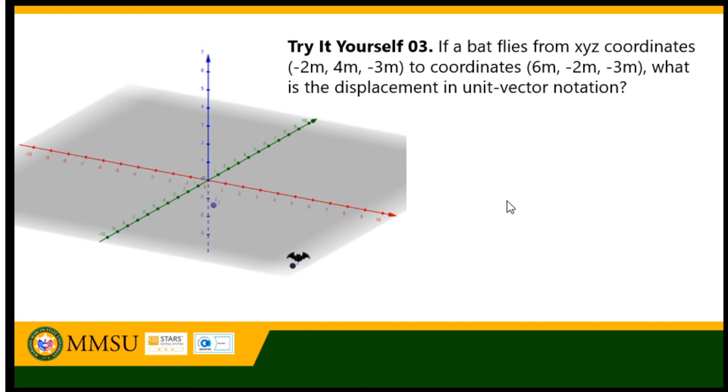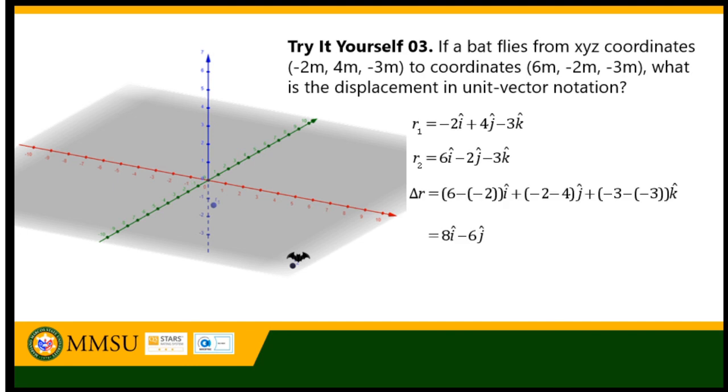In unit vector notation form, the first position can be written as r sub 1, which is equal to negative 2 i hat plus 4 j hat minus 3 k hat. And the second position, r sub 2, is 6 i hat minus 2 j hat minus 3 k hat. The displacement of the bat can be determined by subtracting the magnitude of each component.